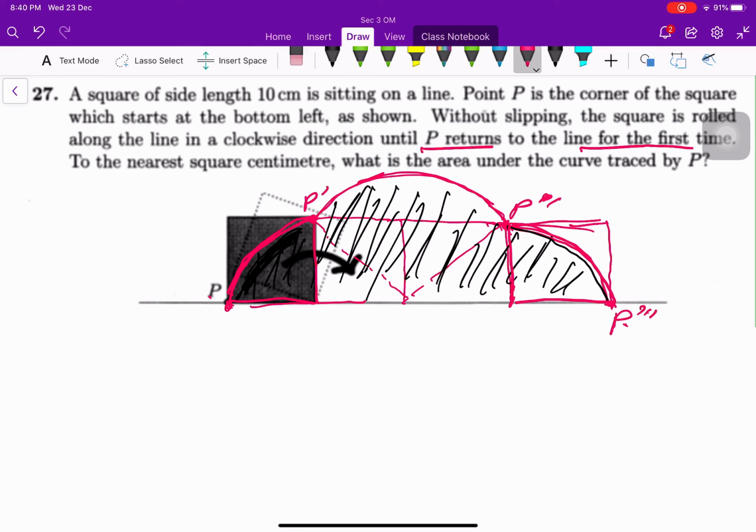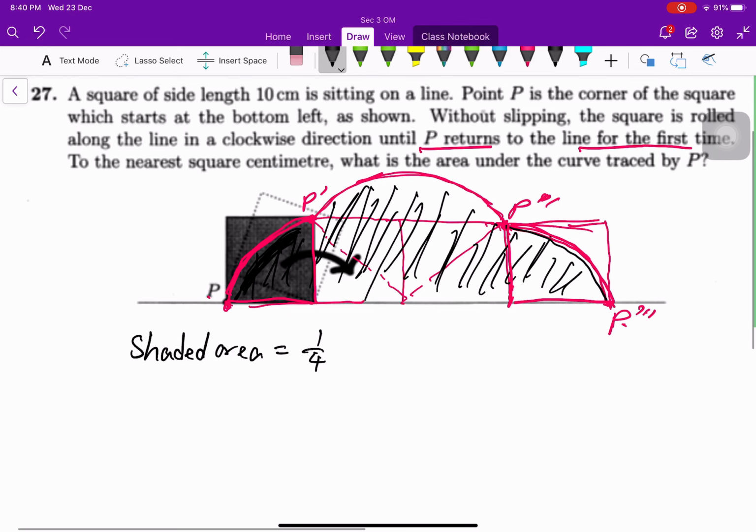Okay, therefore now let me calculate the shaded area. I look at the first quarter. I mentioned this is 1/4 of a circle. That will be 1/4 pi. The radius of the circle is 10 squared. Then there are two of them. That means in this case, one is this one, and the other one is this one, right? Then in this case, I need to multiply by 2.